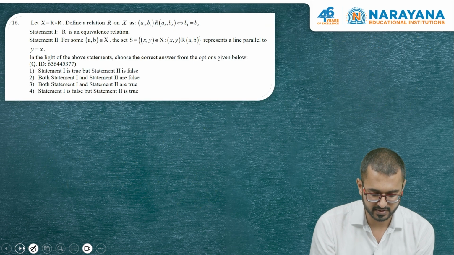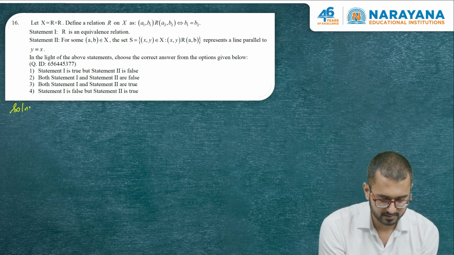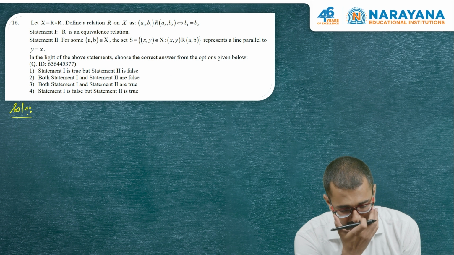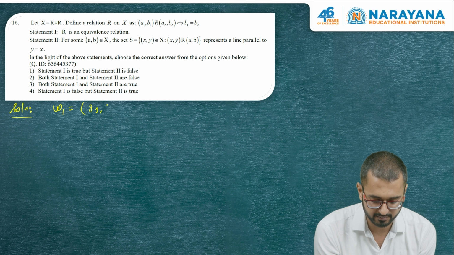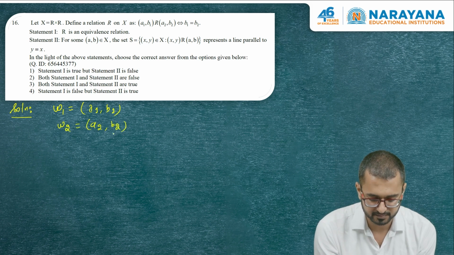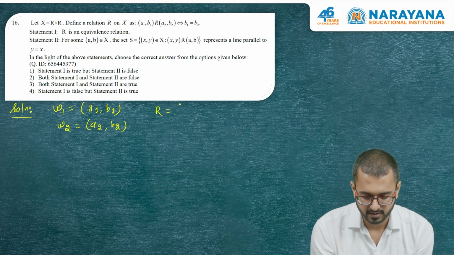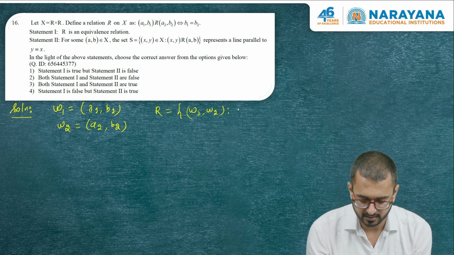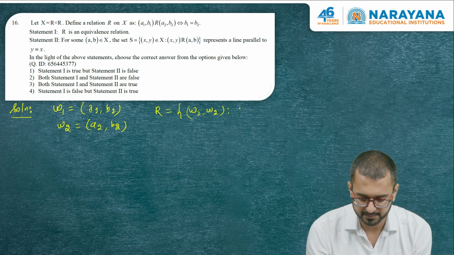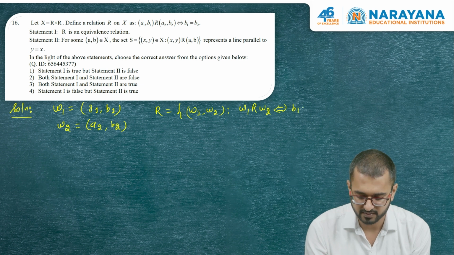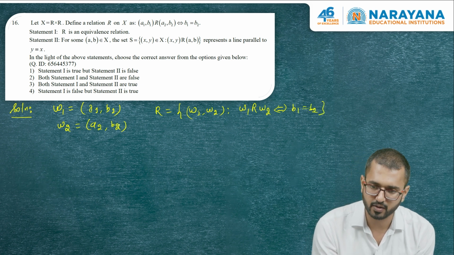Yes. Now moving to the next question, number 16. We have a relation defined as, let us say this is my W1, my set A1, B1, and my set W2 is equal to ordered pair A2, B2. And the relation is defined to be W1, W2, such that W1 will be related to W2 if and only if B1 is equal to B2. That means their ordinates are equal.